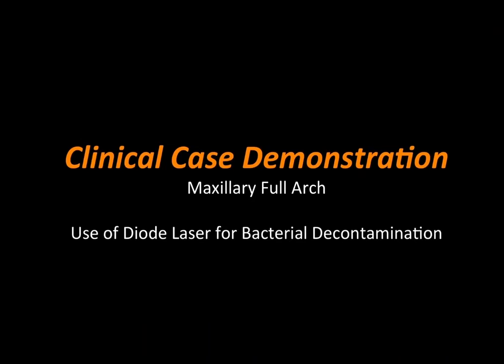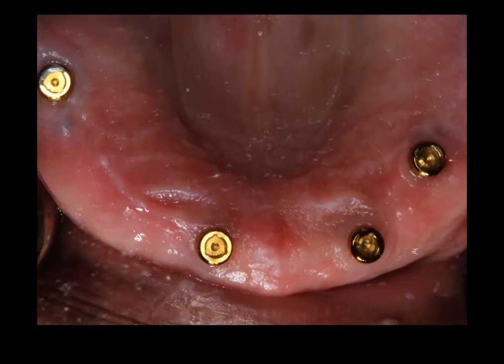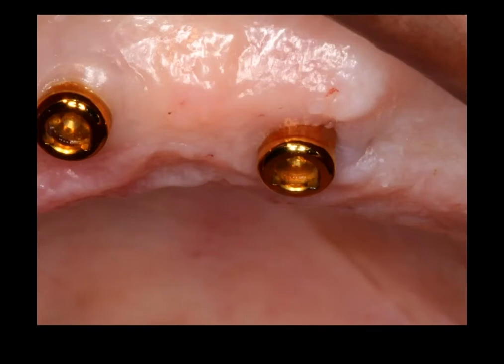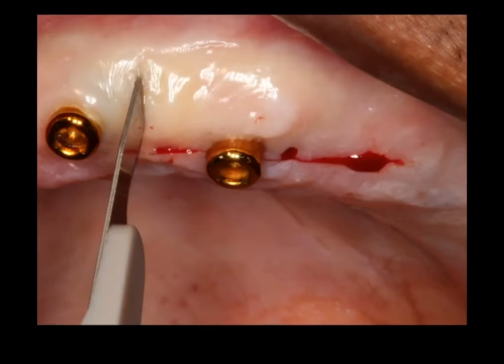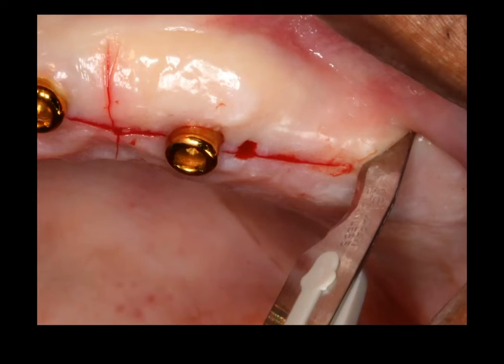Bacterial decontamination. This is an interesting case. We had a patient that was referred to me that had an implant that had purulence coming from it. And you can see in the radiograph that we appear to have some bone loss around the implant, maybe 40-50% bone loss in the area. And so what we decided to do, you can see the tissue doesn't look very nice in that upper right area. We're going to go ahead and excise the site so that I can see the infected implant.